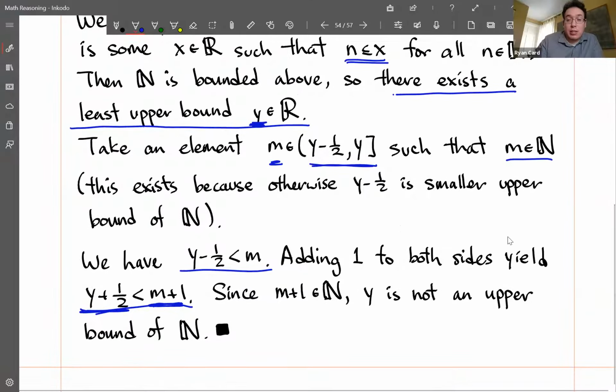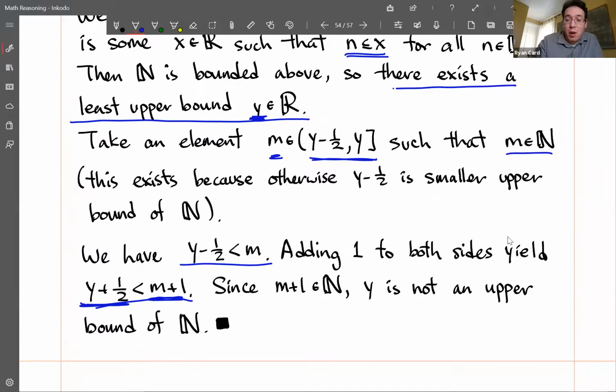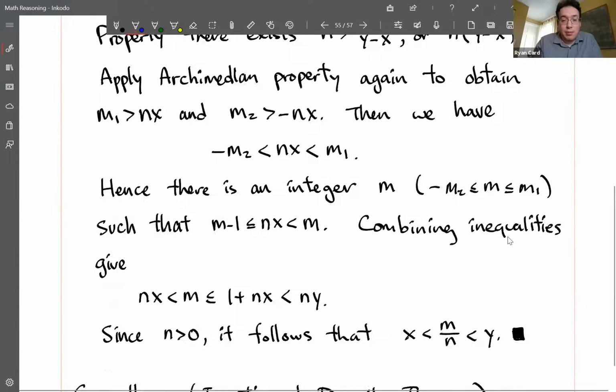So that's the proof. So now we have what's called the Archimedean property. It's a natural number bigger than any x. Okay. All right. Let's now prove the rational density theorem.